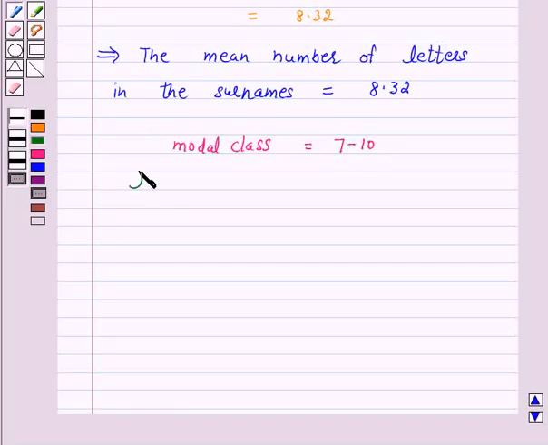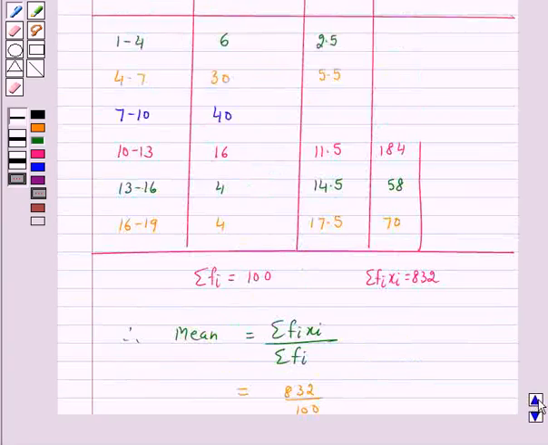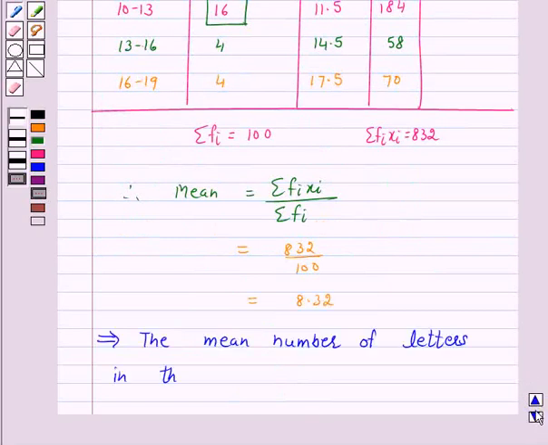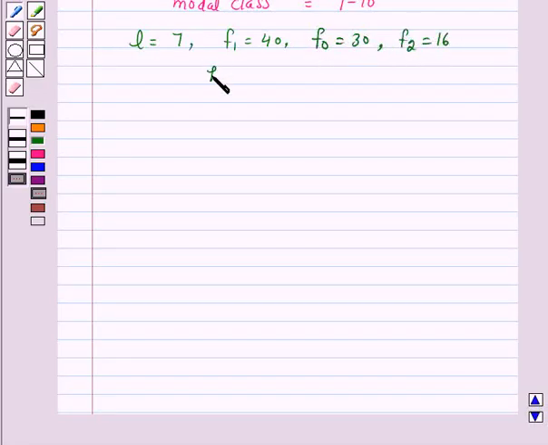Now, L, which is the lower limit of the modal class, is 7. And F1, the frequency of the modal class, is 40. And F0, the frequency of the class preceding the modal class, so the frequency of this class is 30. And F2, the frequency of the class succeeding the modal class is 16. So we have F0 is 30 and F2 is 16 and H is equal to 3.